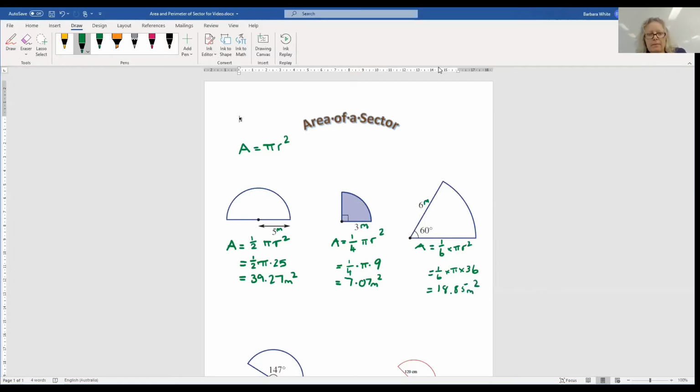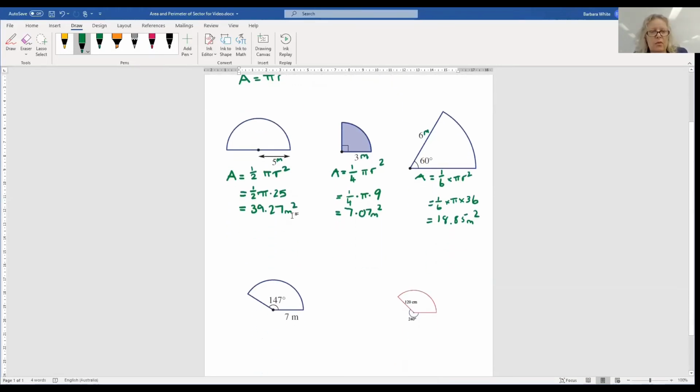In my calculator, I typed in pi times 25, and then I just went divided by 2. I could have gone times 0.5 or times 1 divided by 2 or whatever. In my calculator here, I went pi times 9, and then I divided it by 4. In here, I went pi times, and I did 36 divided by 6 in my head, and I just went pi times 6. And there's your answer. So if you need help getting those into your calculator, definitely get in touch. But I'm hoping that you can work out the way to do it.